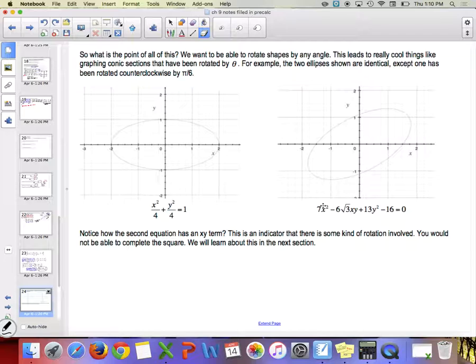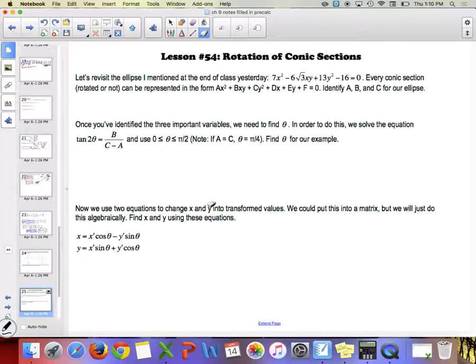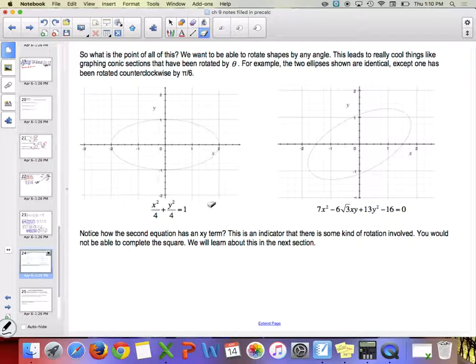As part of the notes or your homework? We will be doing that, yeah, like lesson 54 is rotation of conic sections. It's not easy, but that's the last section of this chapter.